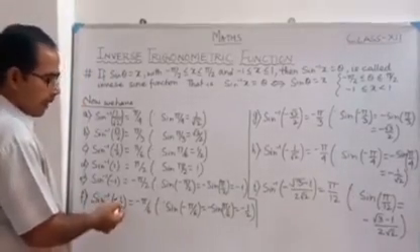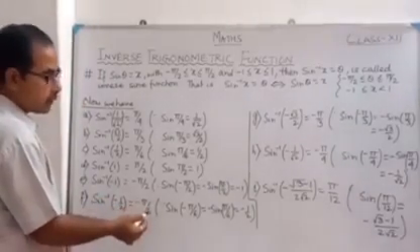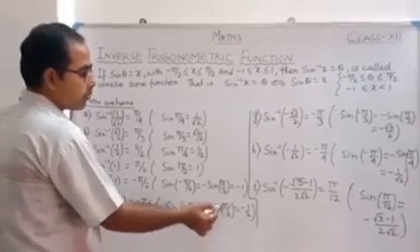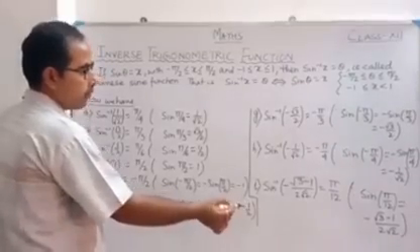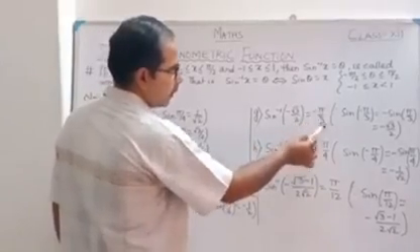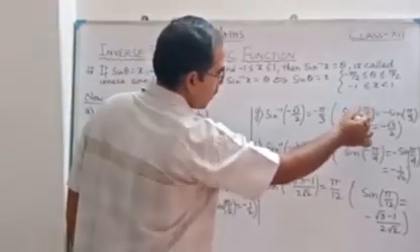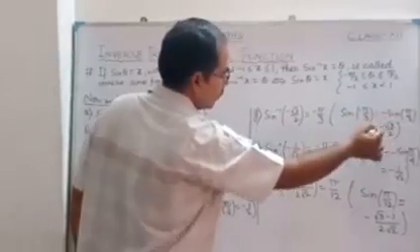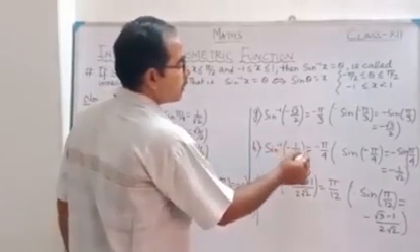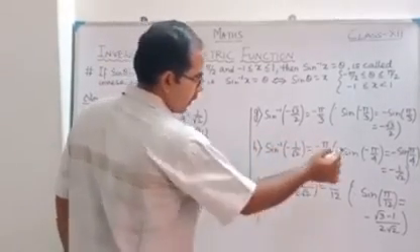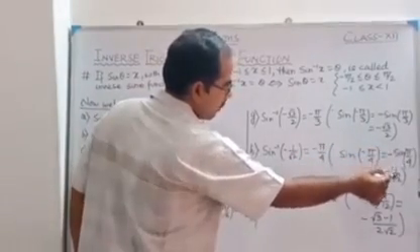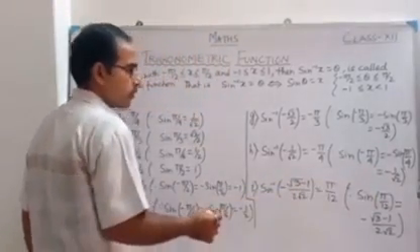Sine inverse minus half is equal to minus pi by 6, as sine of minus pi by 6 equal to minus of sine pi by 6 equal to minus half. In similar way, sine inverse minus root 3 by 2 equal to minus pi by 3. Why? Because sine of minus pi by 3 equal to minus of sine pi by 3, which is equal to minus root 3 by 2. In similar way, sine inverse minus of 1 by root 2 is equal to minus pi by 4. The reason is sine of minus pi by 4 equal to minus of sine pi by 4, which is equal to minus 1 by root 2. And in similar way, this one also.